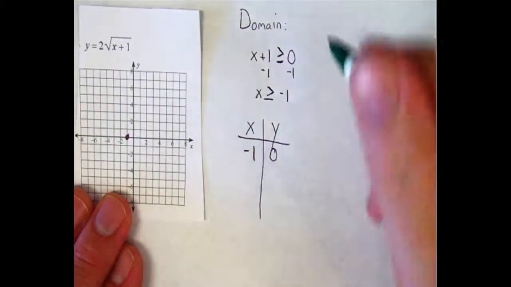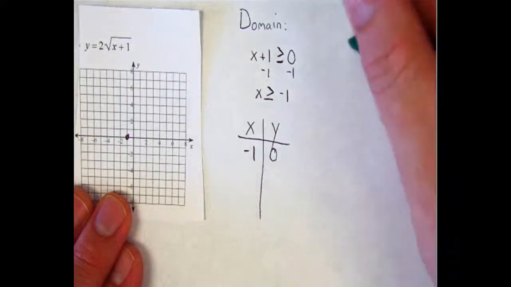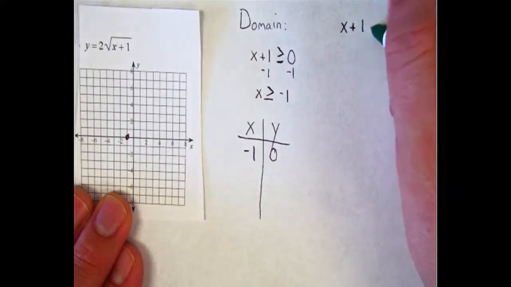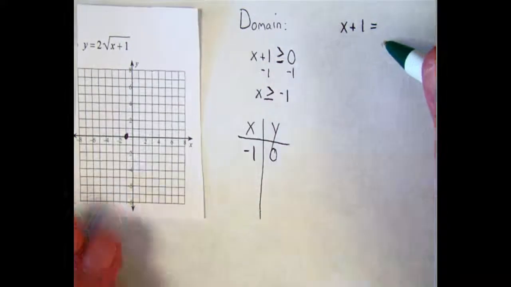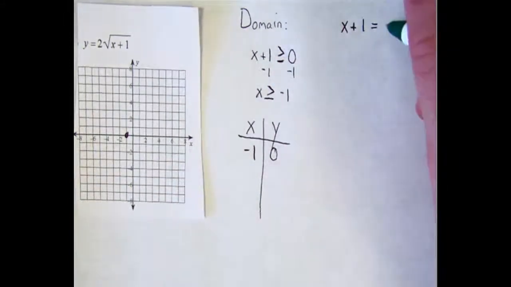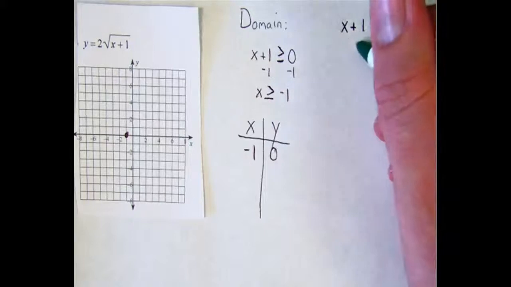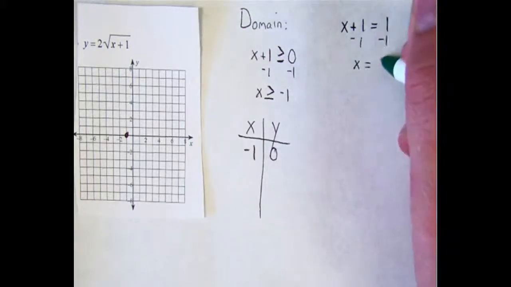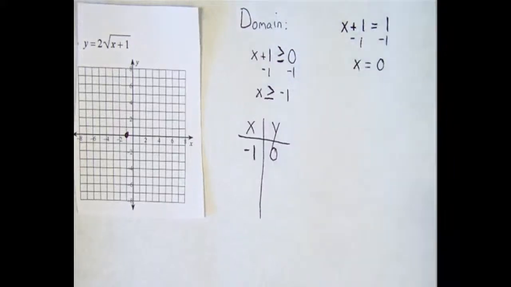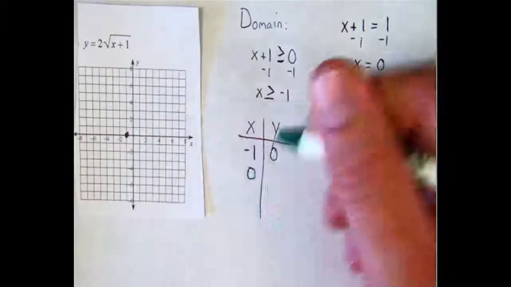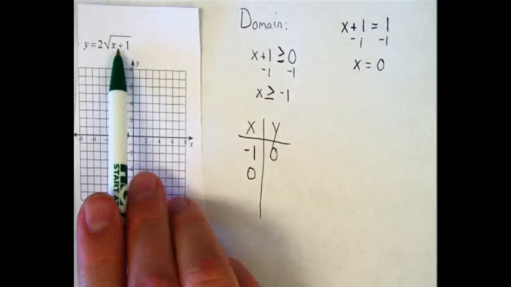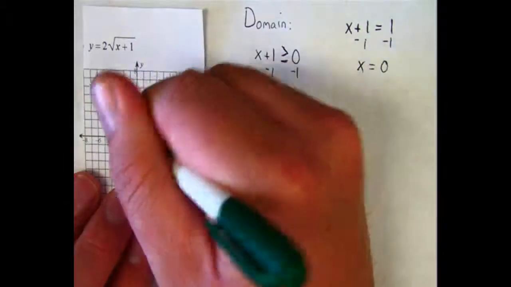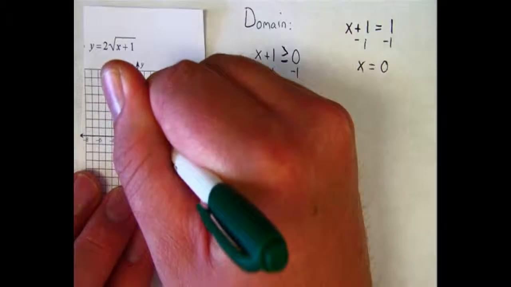Now for my next point, what I need to do is find where that value in the radicand is going to be equal to a perfect square. So in this case, my first perfect square is 1. And so now I can just solve this, and that'll give me my next x value. So in this case, x equals 0 should be the next value I try. Substitute in a 0. I get 0 plus 1 is 1. The square root of 1 is 1. 2 times 1 would be 2. And there I have another point.